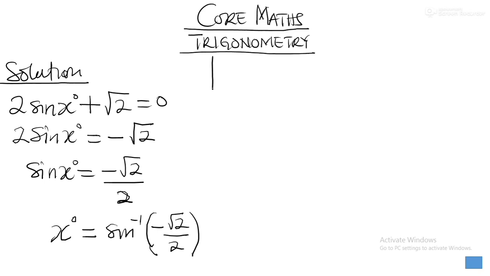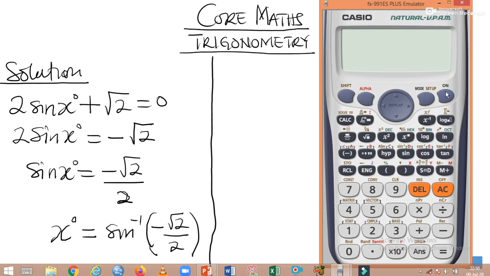So here also we will need the calculator. So let's get our calculator. I hope you are following. Good. So shift sine, negative, so minus root 2 on 2. Good. So sine inverse of minus root 2 on 2. Good. Let's see what the calculator will give us.